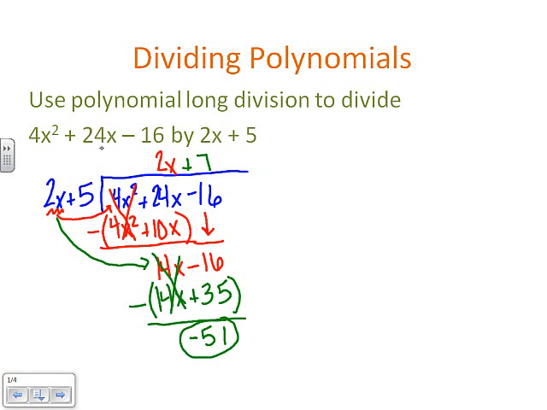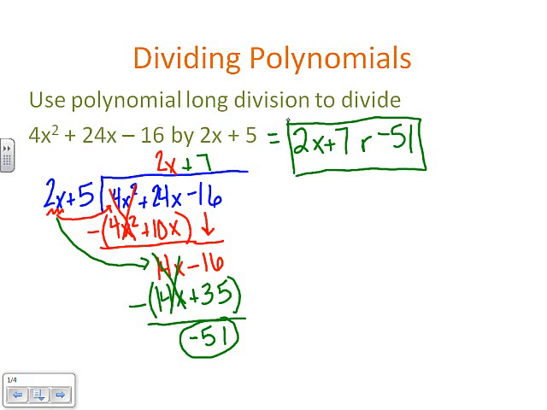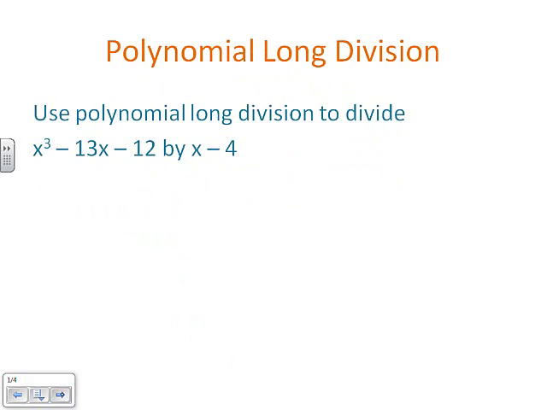So we find that 4x squared plus 24x minus 16 divided by 2x plus 5 is going to equal 2x plus 7, remainder, negative 51. And this would be the final answer. Let's look at another one. Let's divide x cubed minus 13x minus 12 by x minus 4.